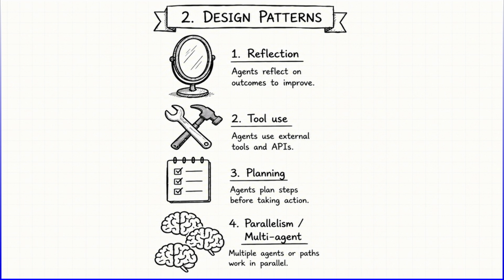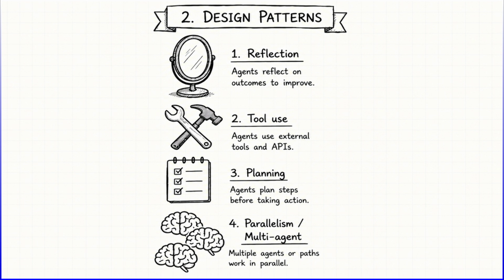One is reflection. This pattern empowers agents to introspect and evaluate their actions or decisions. It focuses on iterative improvement. The flow is simple. The agent performs an action, collects the results, reflects on those outcomes against the predefined goals, and refines its strategy based on that reflection.